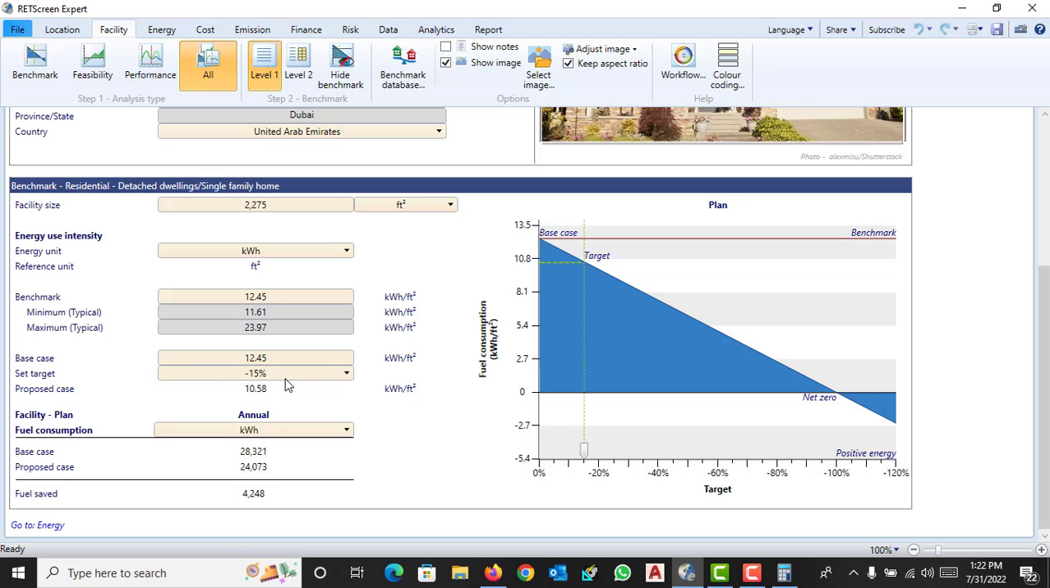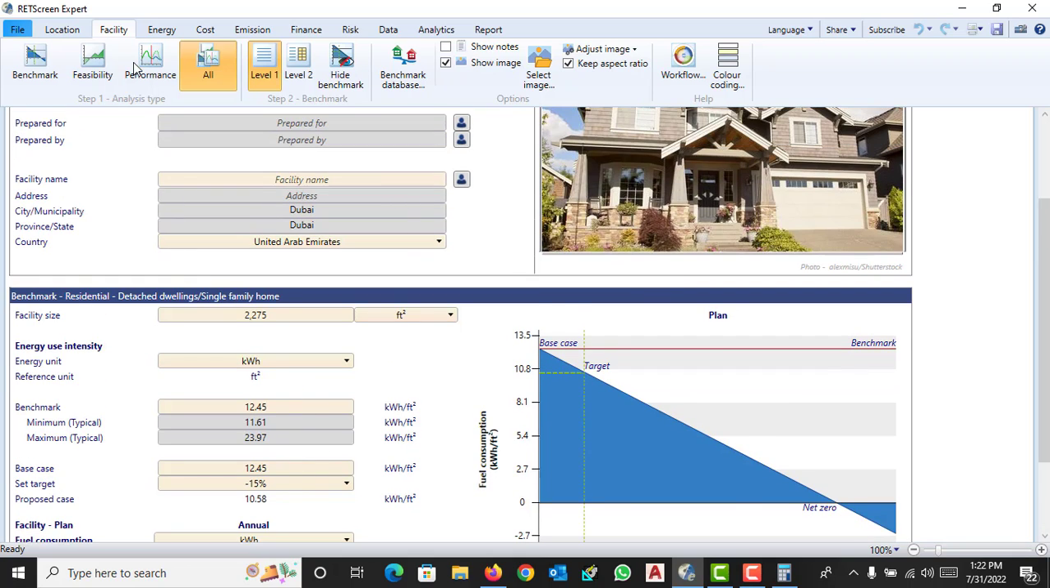If your building is consuming 12.45 kilowatt per feet square, and you want to reduce it 15%, and if you want to decrease it up to 25%, it's up to you how much you can decrease it. We will discuss it later. So this is the default data of the software.